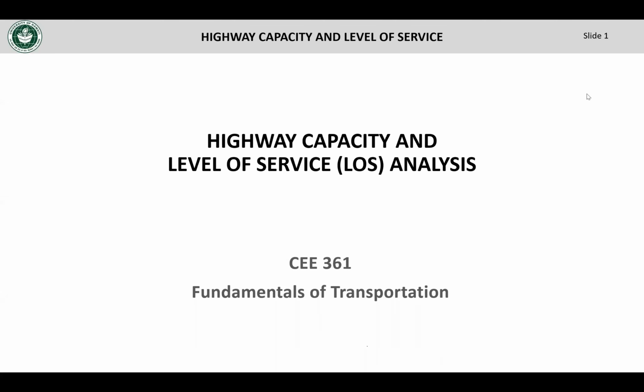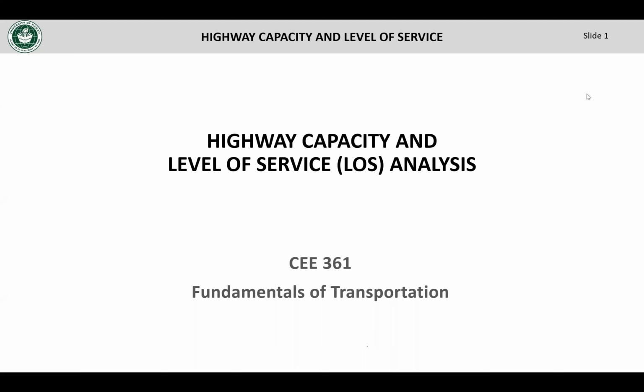So we're going to talk about highway capacity and level of service. Now that we have studied the traffic flow relationships and their use in shock wave and queuing problems, we can turn our attention to one of the most commonly used analysis techniques in practice. This is a subject known as highway capacity and level of service analysis.